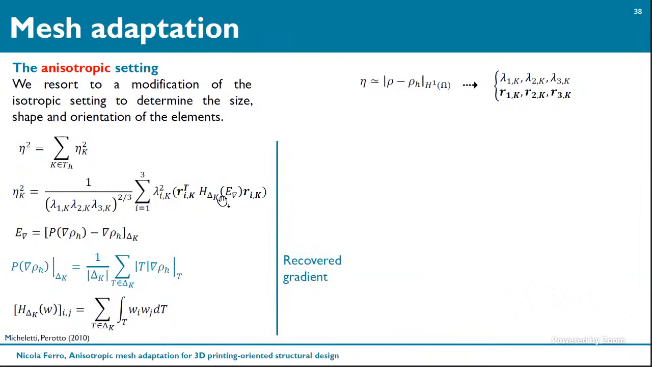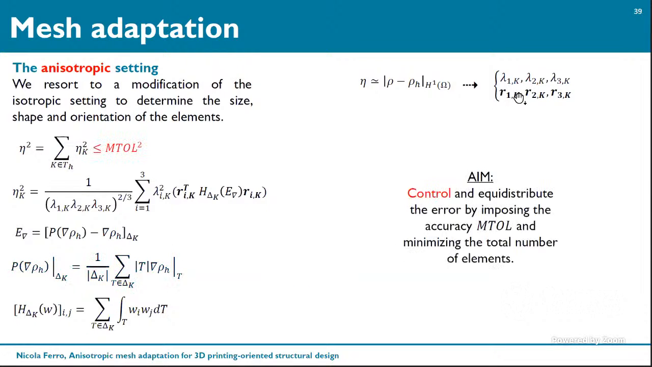Now, what we want to do is to complete the procedure in order to compute the values associated with the new adapted mesh that we want to generate. Basically, we impose some requirements on the new mesh. We want to control the global error associated with the discretization, so we impose that eta should be less than or equal to a given tolerance defined by the user. We also want to equidistribute the local error onto the mesh elements in particular.